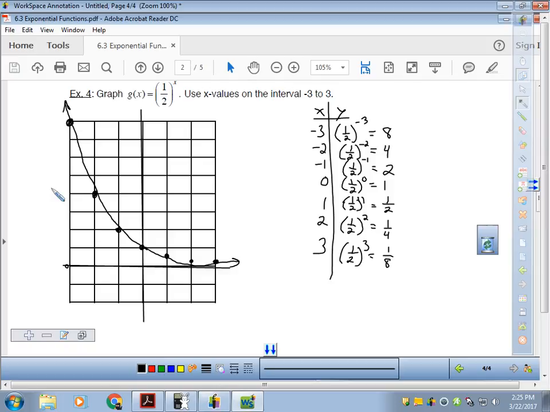So there's our graph, and again, it continues to the right. It's never going to get to 0, and it'll just kind of approach 0.